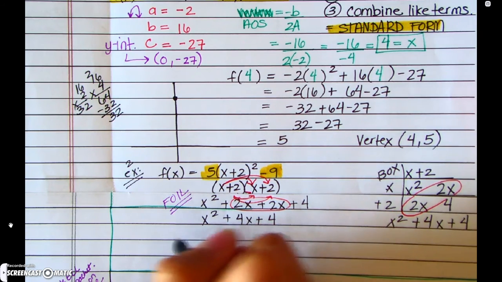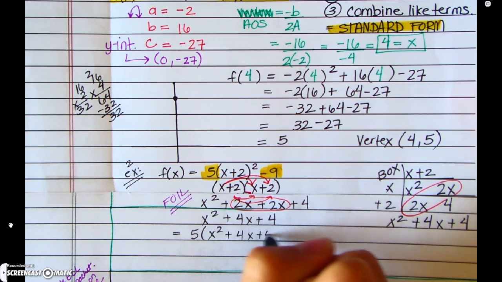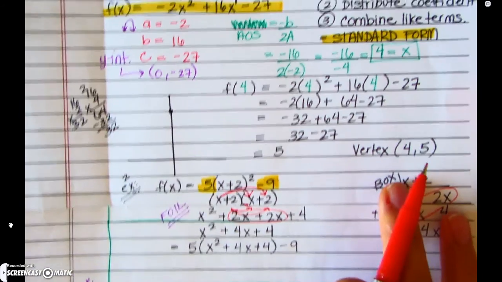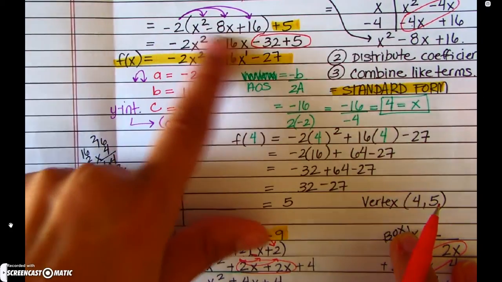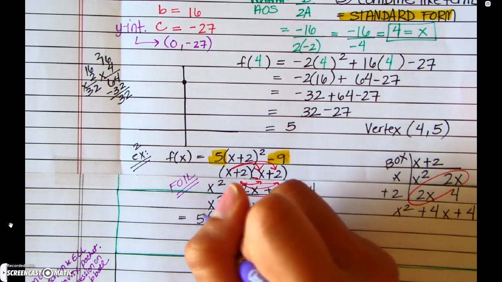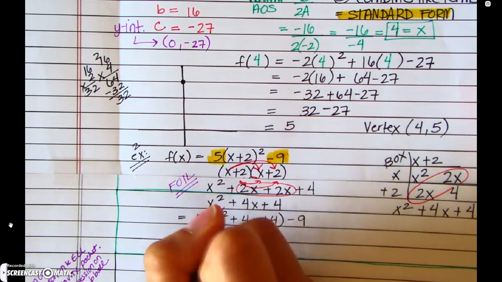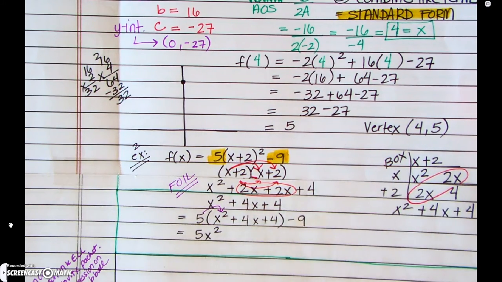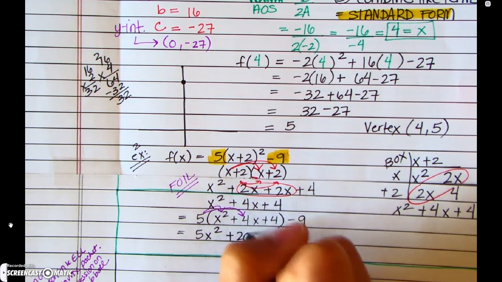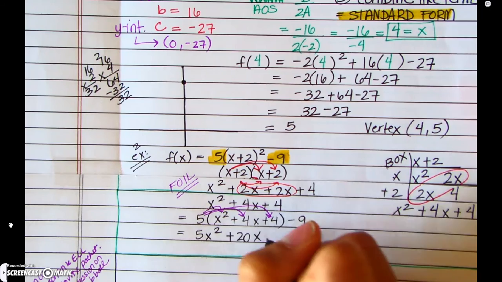So you're going to go 5 times everything on the inside, x squared plus 4x plus 4, minus 9 at the end. So now we need to distribute, just like we did in the previous example. Remember how we multiplied negative 2 times each of the terms? So now we're going to multiply 5 times each of the terms. We're going to multiply 5 times x squared, which gives us 5x squared. Then we multiply 5 times 4x, which gives us 20x. And then we multiply 5 times 4, which is 20.